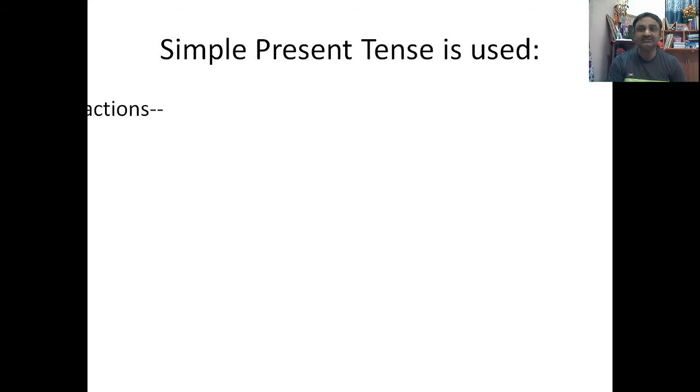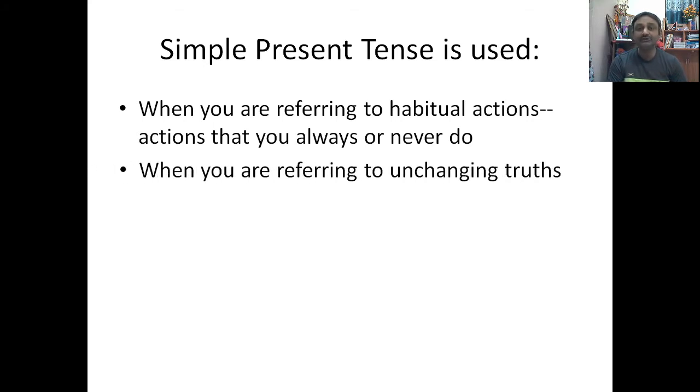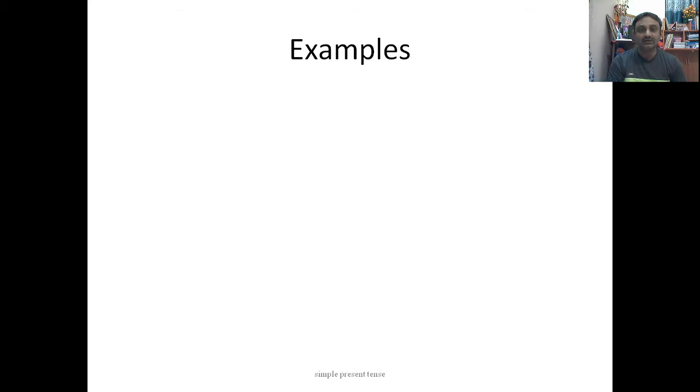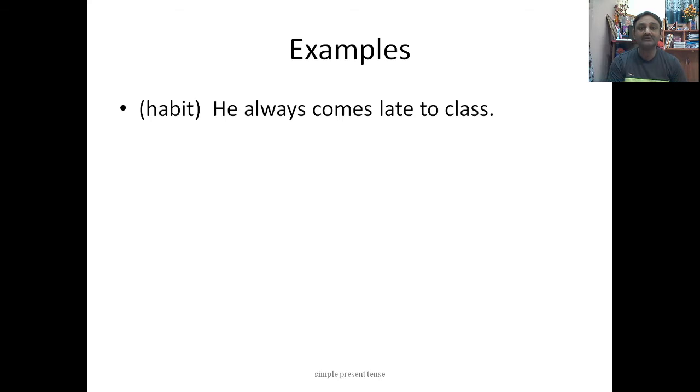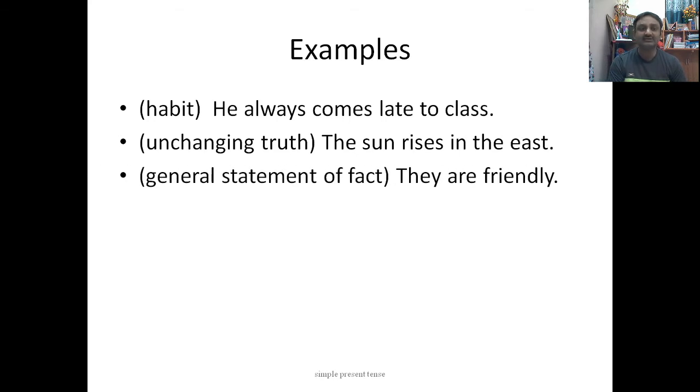Simple present tense is used when you are referring to habitual actions, actions that you always or never do, when you are referring to unchanging truths, when you are making general statements of facts. We can see this from the examples. Habit: he always comes late to class. Unchanging truths: the sun rises in the east. General statement: they are friendly.